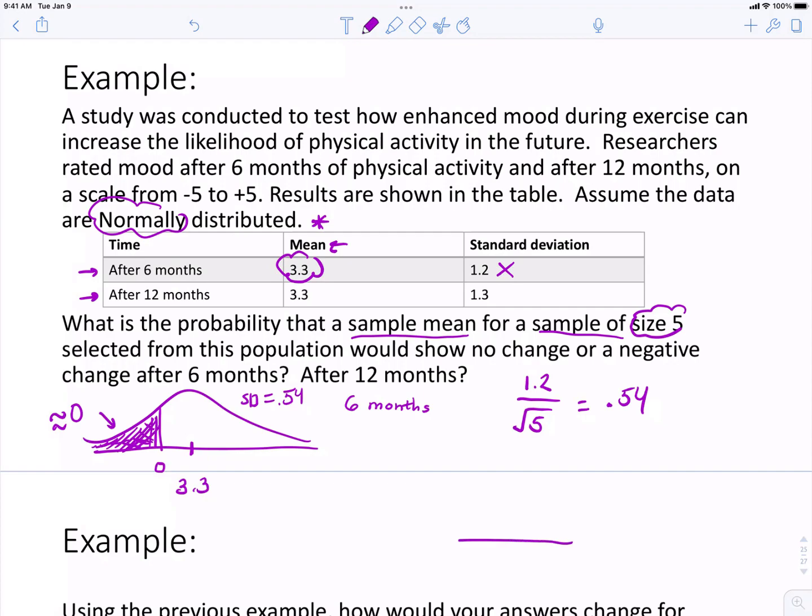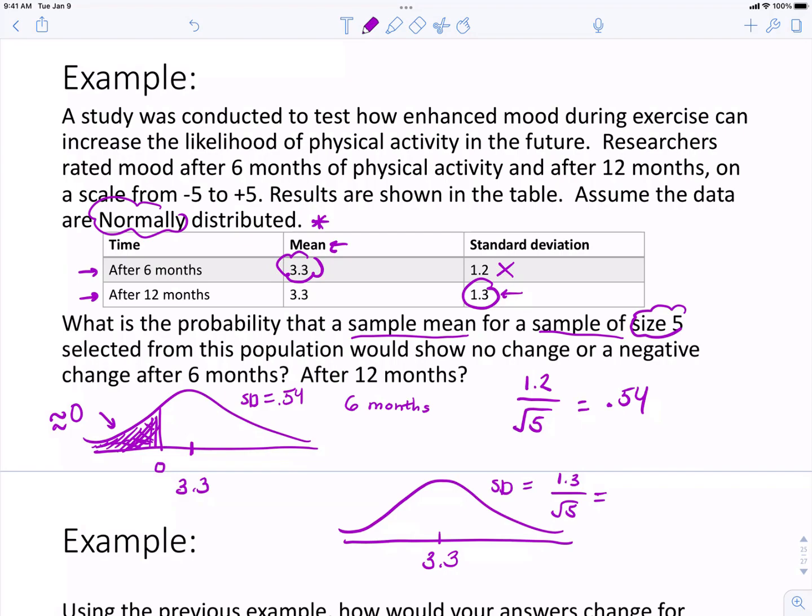All right, so the picture for 12 months would look like this. Even though the sample size is small, we know it's going to have this shape because we're drawing from a population which is normally distributed. The mean is going to be 3.3, but the spread of this curve is going to be the standard deviation, which is 1.3, divided by the square root of sample size. And in this case, our sample size is still 5. So the spread of this distribution is going to be 1.3 divided by the square root of 5.